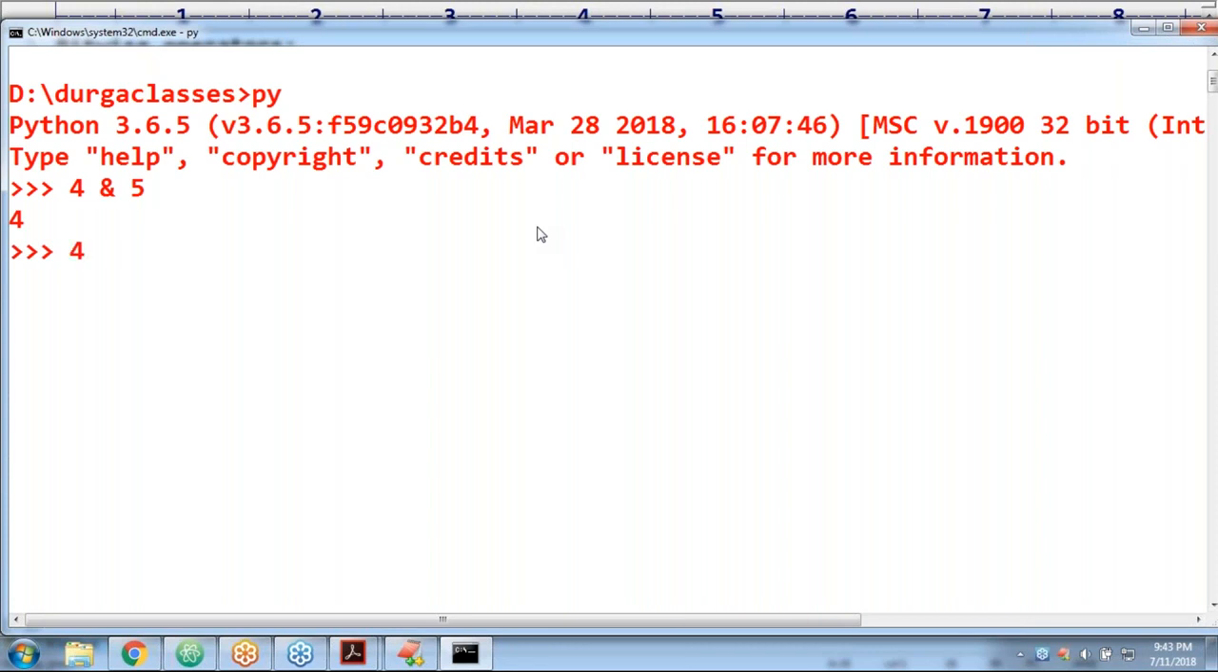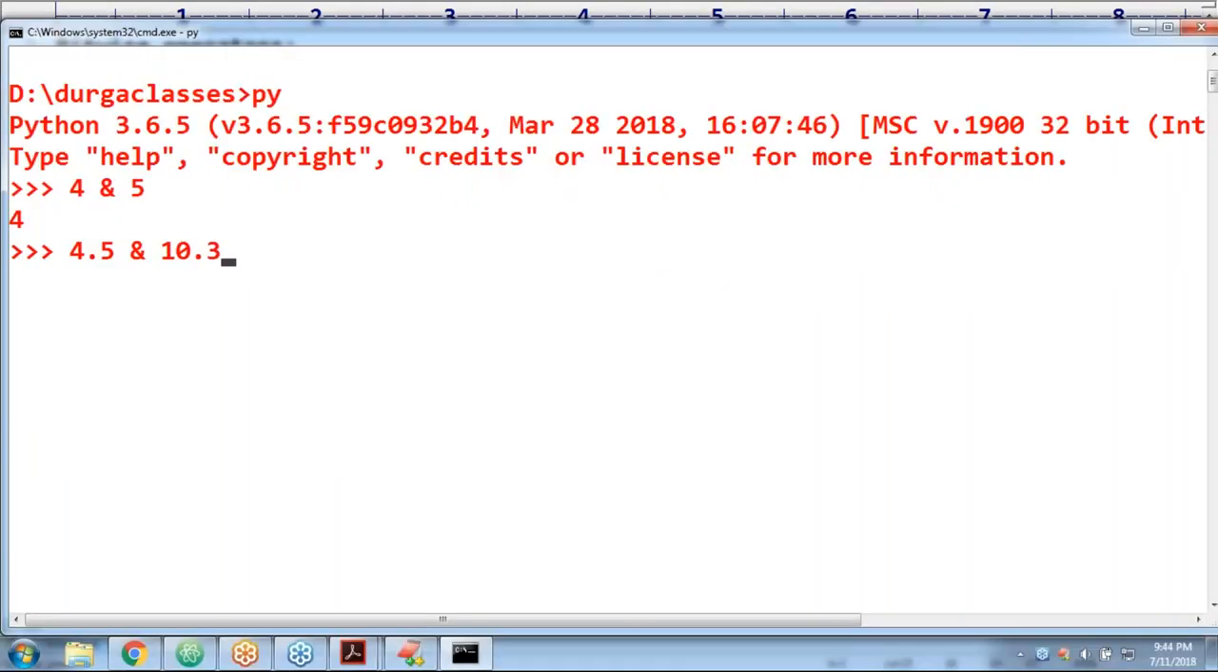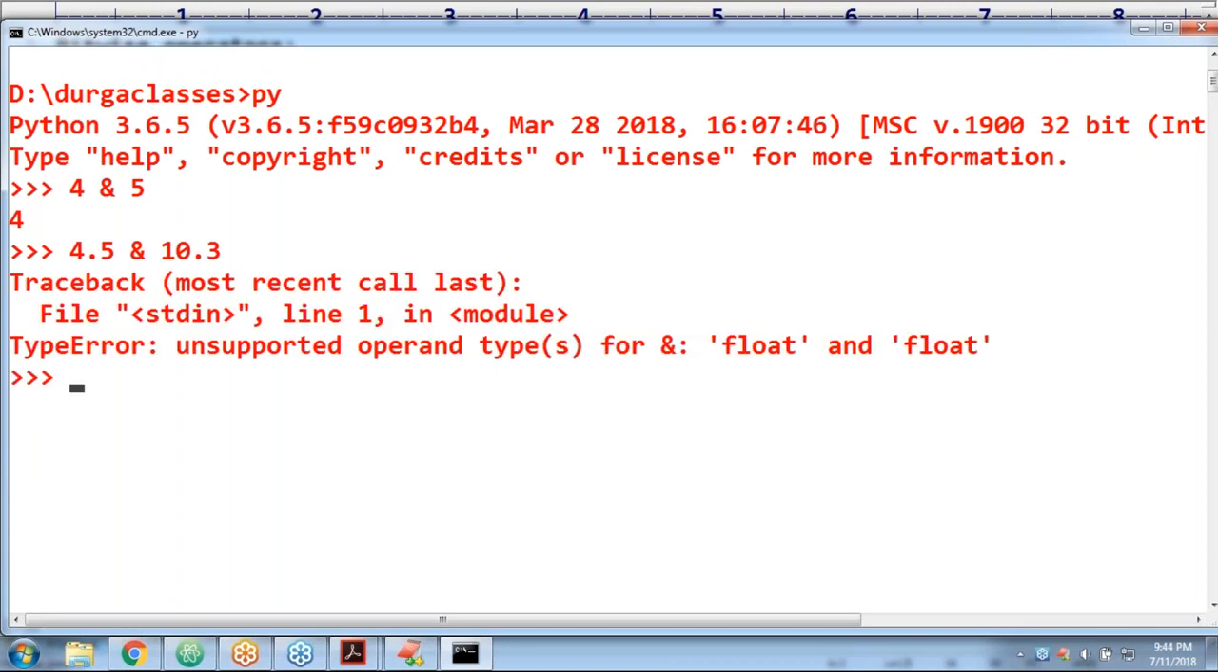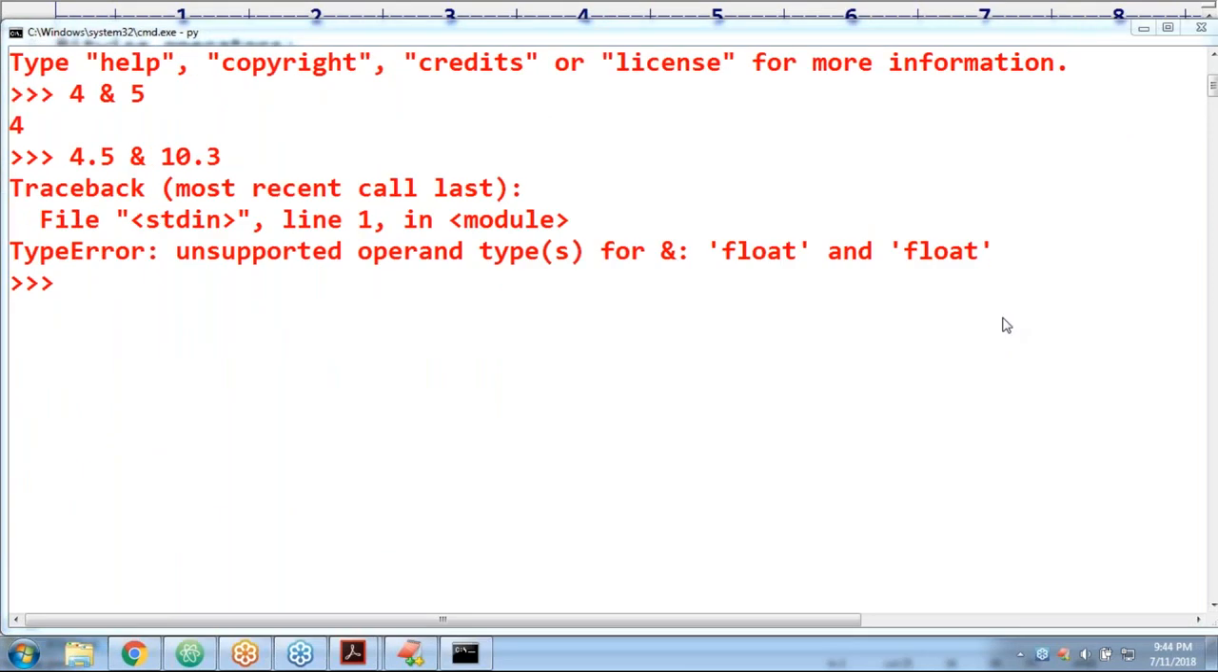Next, 4.5 and 10.3, is it valid or invalid? Invalid. Just now I told you, bitwise operators are applicable only for int and boolean. By mistake if you try to apply them anywhere else, immediately by default we are going to get the error: unsupported operand types, float and float. Like this we get the error.